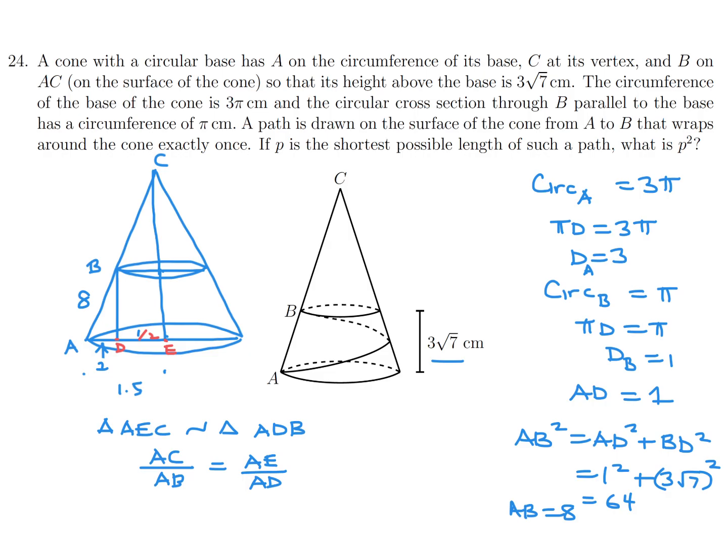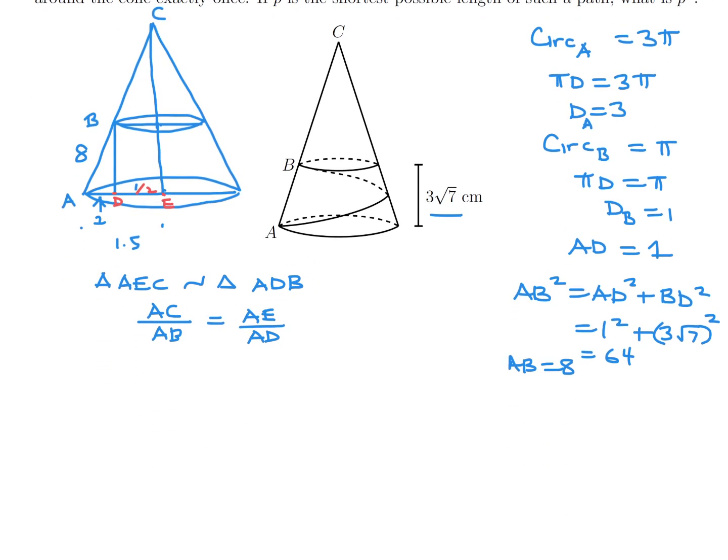So that means we have AC over 8 is equal to, what's AE? 3 over 2 over 1. So when we solve for this, we get 12. Okay, so that means this would be 4 then, since that whole thing is 12. Okay, so moving right along.